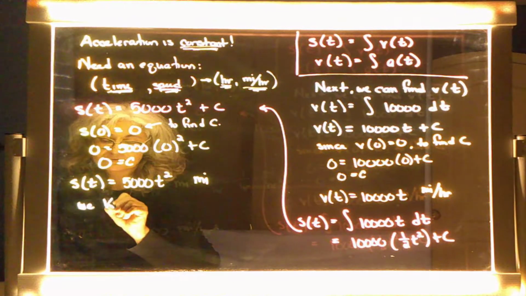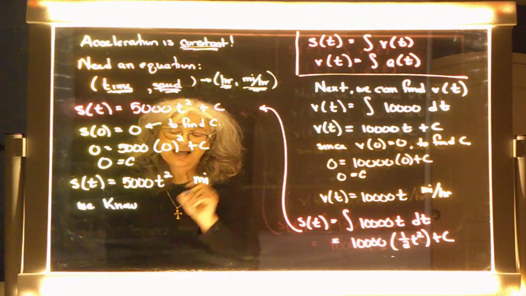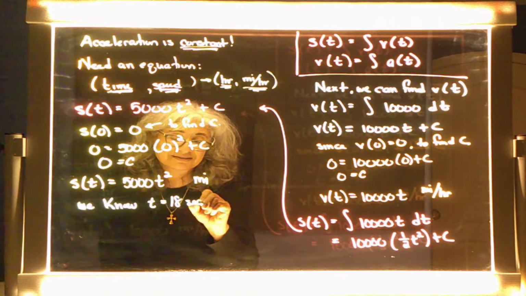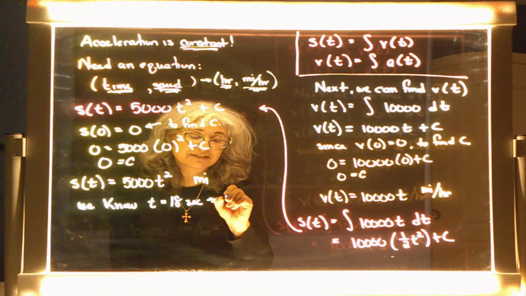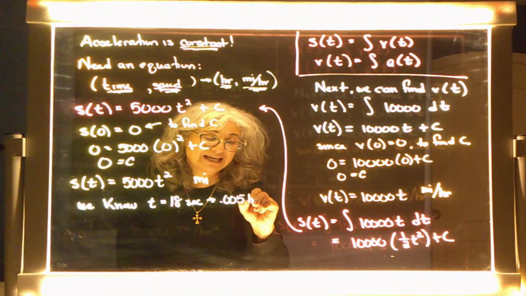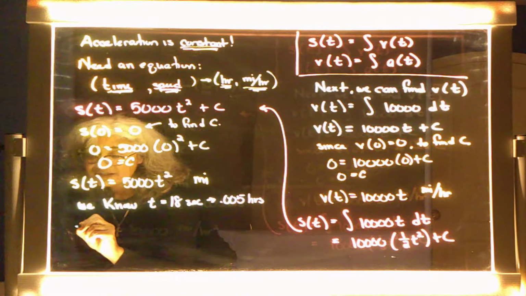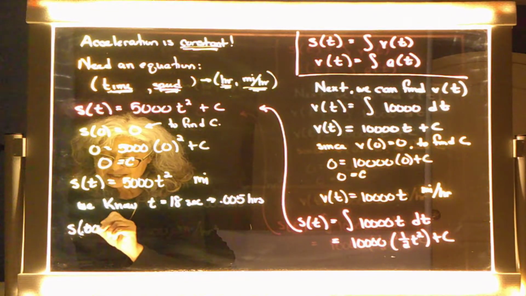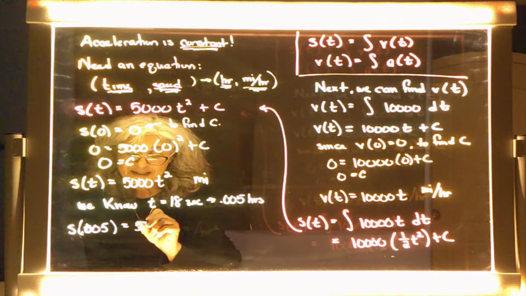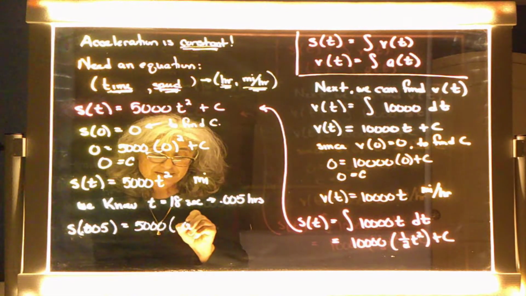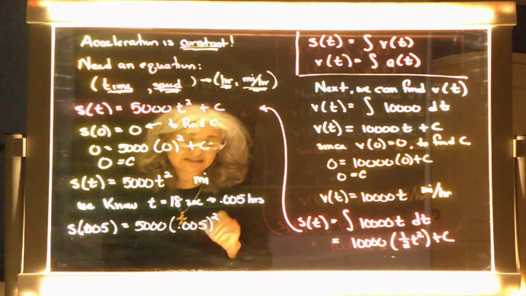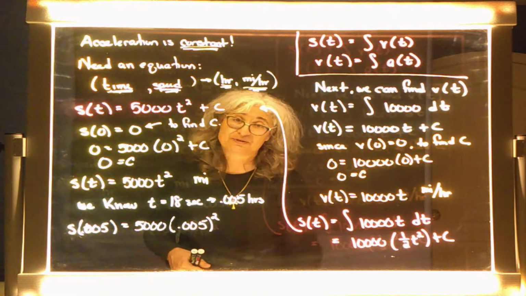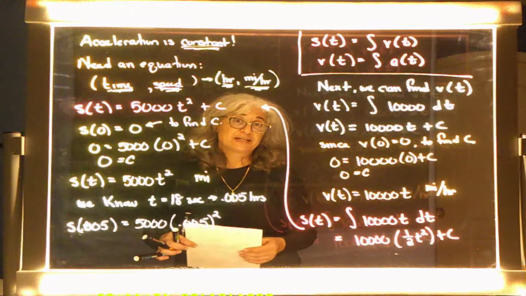We know that the time the motorcyclist traveled was 18 seconds, but that translated to 0.005 hours. So to find the distance this motorcyclist traveled, we need to plug in the 0.005 for the t. So now we have to square the 0.005 and then multiply by 5,000. You get your calculators out and do that work.